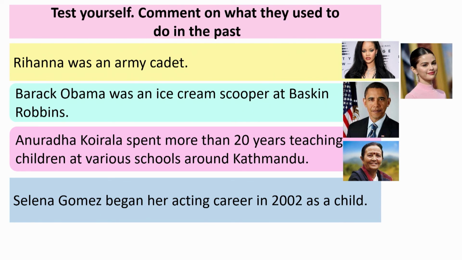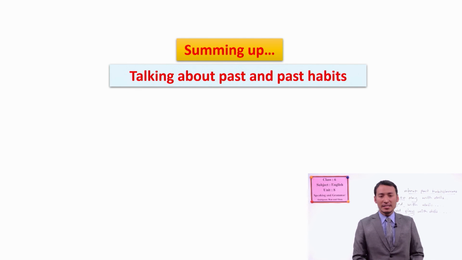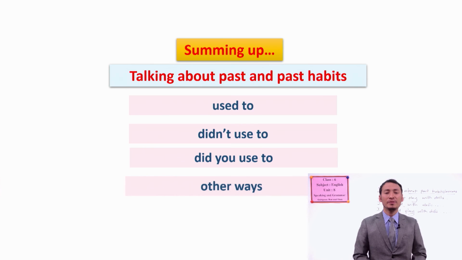Okay, students, we have come to the last part of our lesson, that is summing up. We have talked about our past and past habits. It is about using used to, didn't used to and did you used to, and we also talked about other ways you can talk about the same experience using would or the past tense.